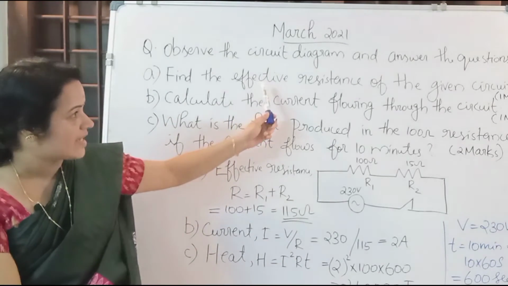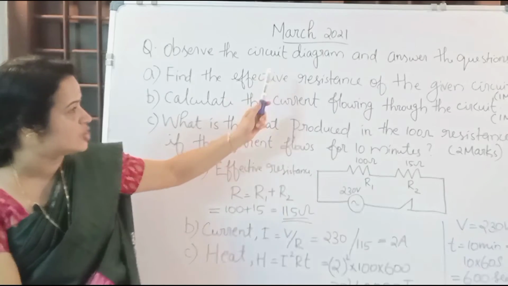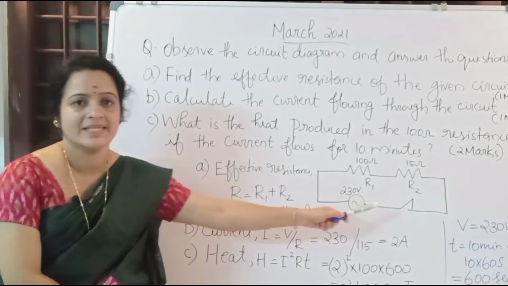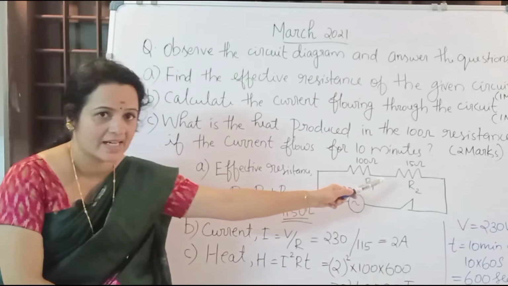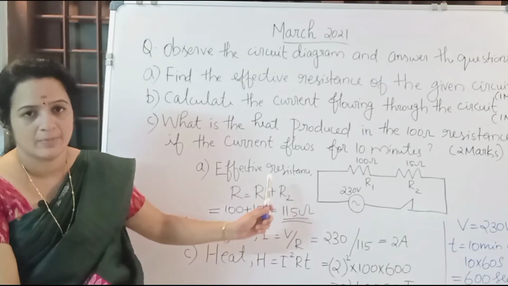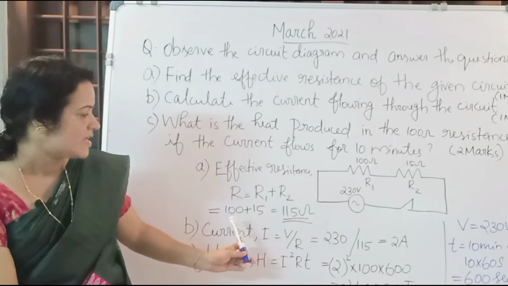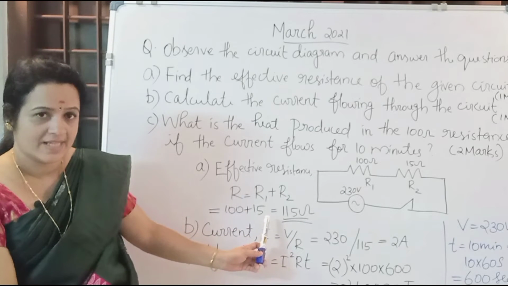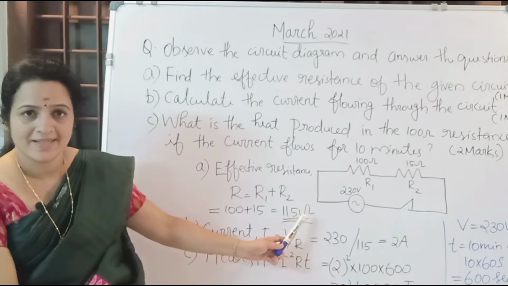So in the three cases, for the first question we have 1 mark. Okay, that is very easy to find because only the effective resistance we have to calculate. So for that, this is a series connection. So that equation we have to write down. Okay, R will be equal to R1 plus R2. Then we can just substitute the values. So we will get 100 plus 15. That is 115 ohms. Okay, it is very easy, right?